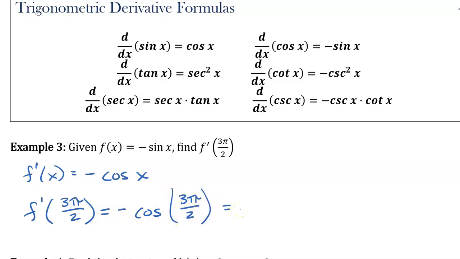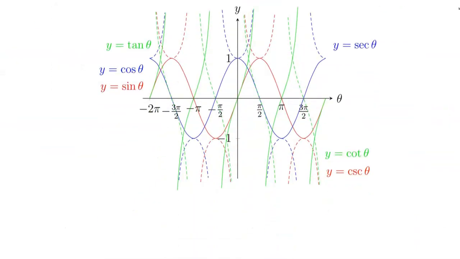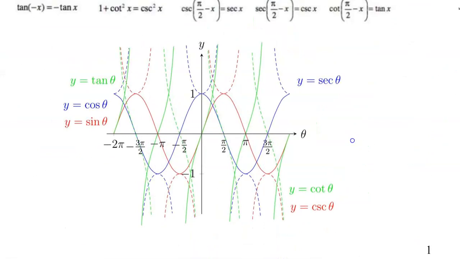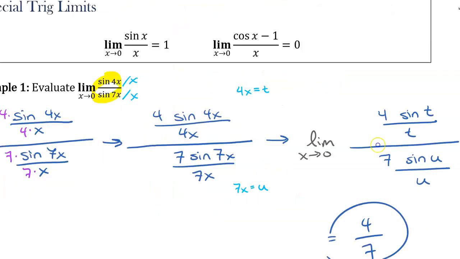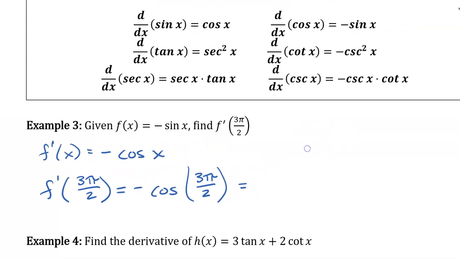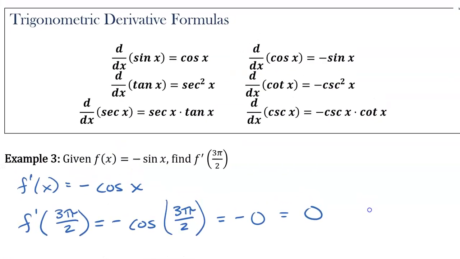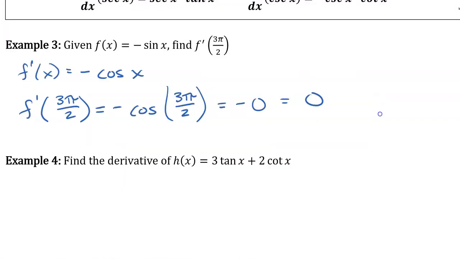So once again, we could take a look at our graph here. Cosine x of 3 pi over 2 would be 0. That's easy enough. And negative 0 is still 0.